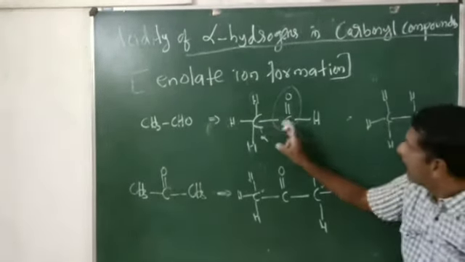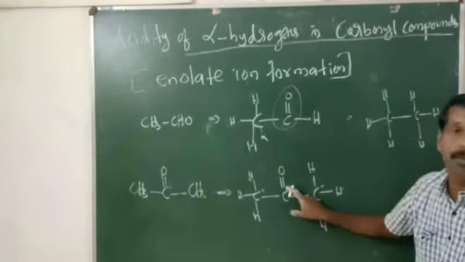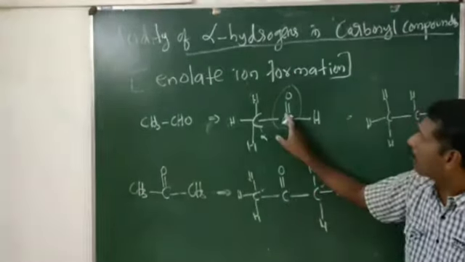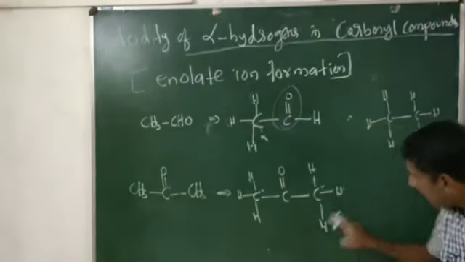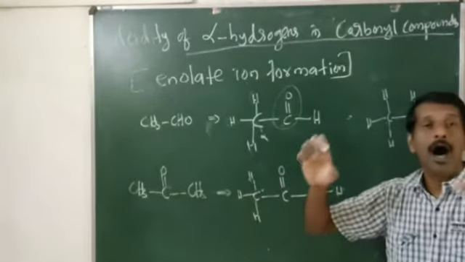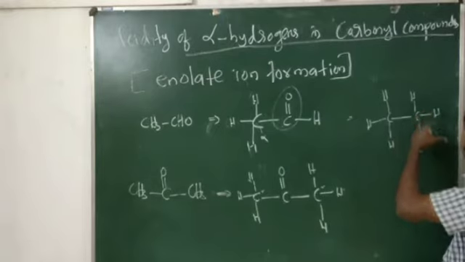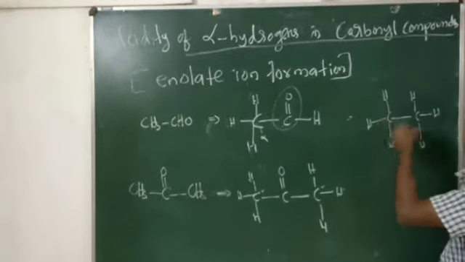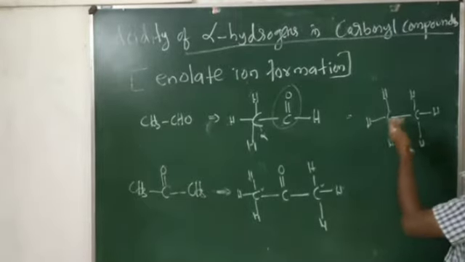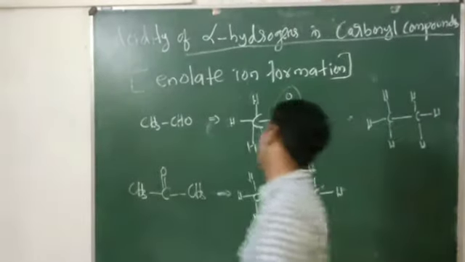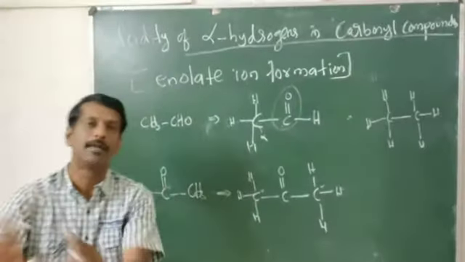That means the alpha hydrogen atoms present in a carbonyl compound are more acidic than the normal hydrogen atoms present in an sp3 hybridized compound, like an alkane or alkene. Okay. What is the reason? Why can these hydrogen atoms be immediately removed by a base?